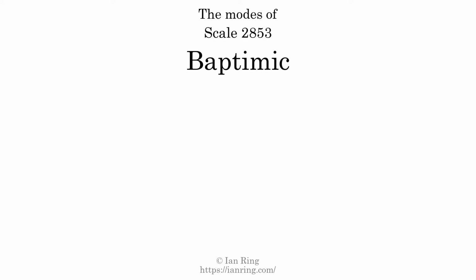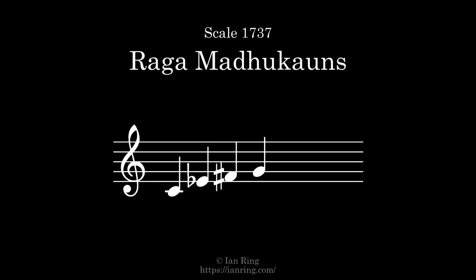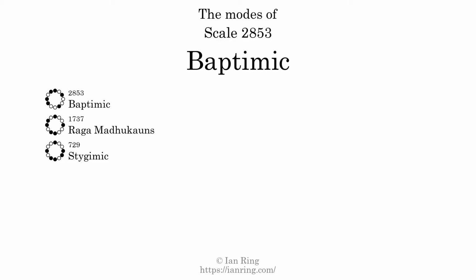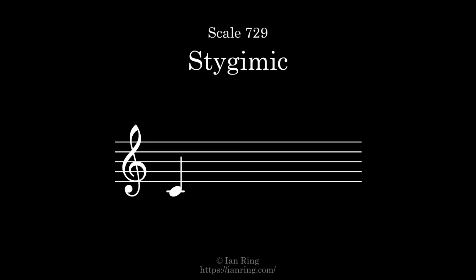This scale has 6 modes. The first mode is itself. The second mode is scale 1737, also known as hemitones. It sounds like this. The third mode is scale 729, also known as Baptimic. It sounds like this.